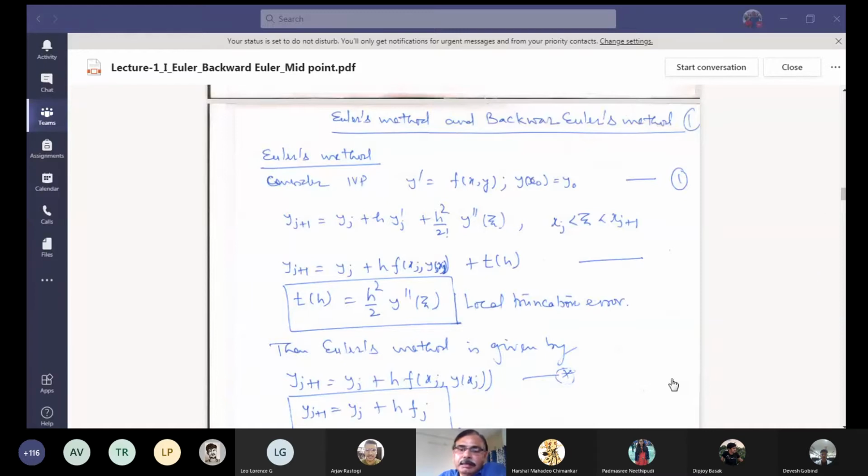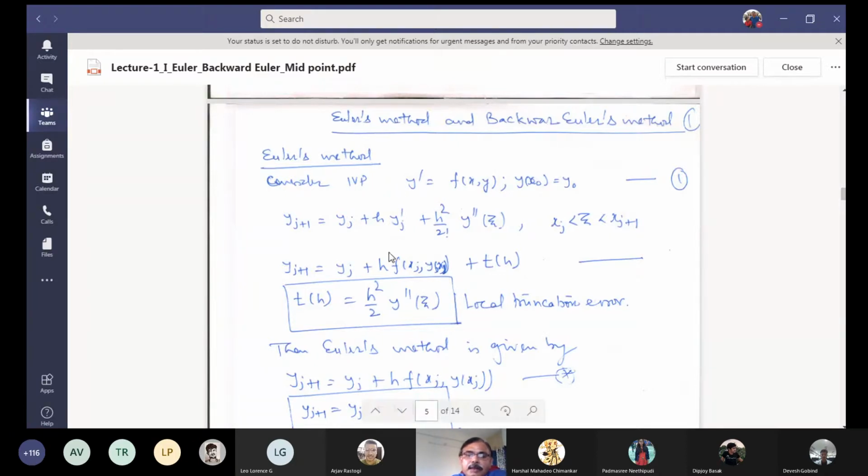Now I will come back to this slide. You see, I have written here yj plus 1 equal to yj plus h yj prime plus h square by 2 factorial y double prime xi, where xi lies between xj and xj plus 1. Same thing is written. But for y prime j, you see in your register, you have written y prime xj equal to f of xj, y of xj, right? So you replace that here.